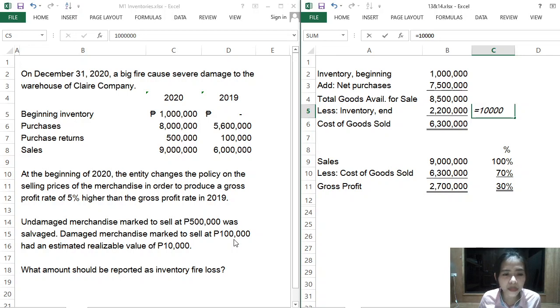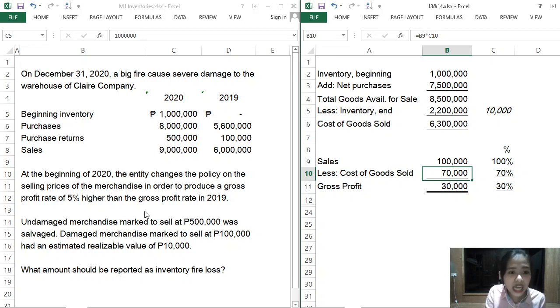So, how do you know nga selling price? Sabi niya, marked to sell at. Mabibenta daw ng 100,000. So, selling price yun. So, compute natin, magkano ba yung cost para malaman natin whichever is lower. Kung 100 ang selling price, yung cost natin is, ayan, na-compute niya na, 70,000. Eh, yung realizable value, 10,000, which is lower, 70 or 10? Di ba 10,000? So, we'll go with the 10,000.